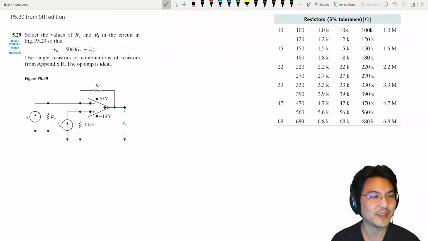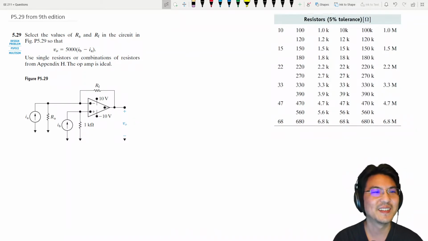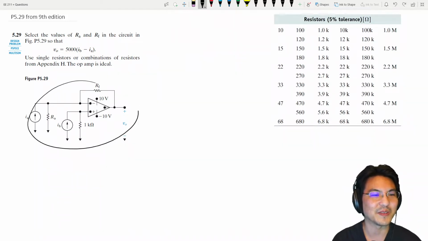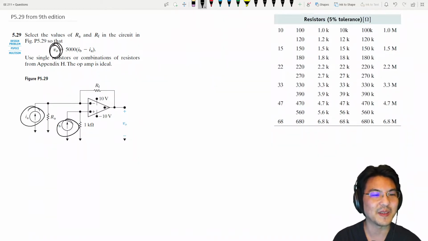Everybody, let's give this op-amp problem a try. And this is an actual engineering problem because there's no one right answer. All right, so we're given this is our goal output voltage, but then this is our circuit. So let's solve for the output voltage in terms of IA and IB and then compare these two.